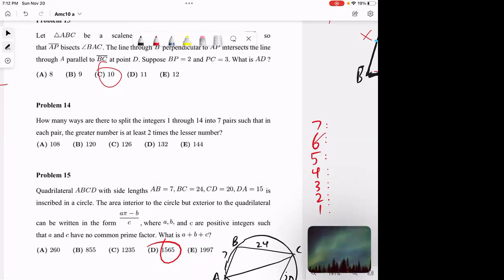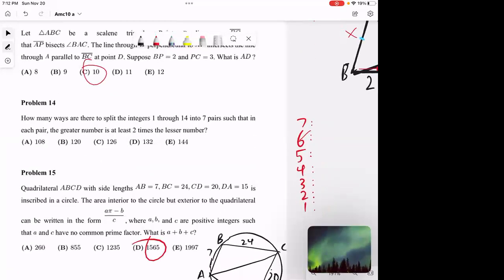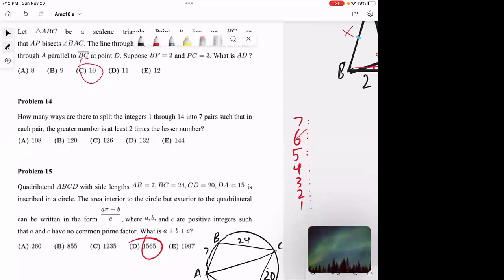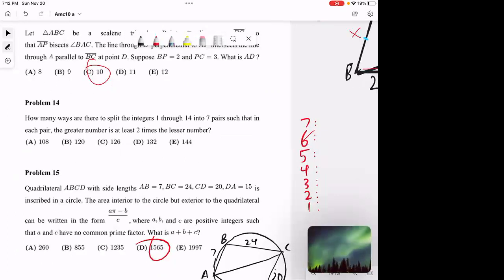But we can actually prove that 1 has to be with a number from 8 through 14, and it can't actually be with any of these 7. The reason for this is because 8 must be the bigger number in its pair, right? Because 8 times 2 is 16, and 16 is not a part of this list, right? So we can think of it as 7 pairs of lessers and greaters, right? 7 lessers, 7 greaters, right?